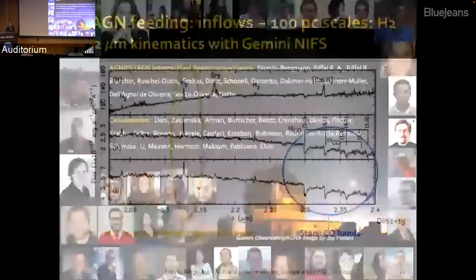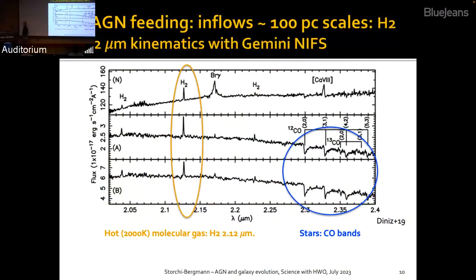And so to show an example of what we have done, this is a spectrum in the K-band. We did integral field spectroscopy, and in each spectrum we measured the emission lines, usually Brackett gamma. Here I'm focusing on the molecular hydrogen at 2.12 microns. And we also got the stellar contribution, stellar population and stellar kinematics from the CO bands in the K band.